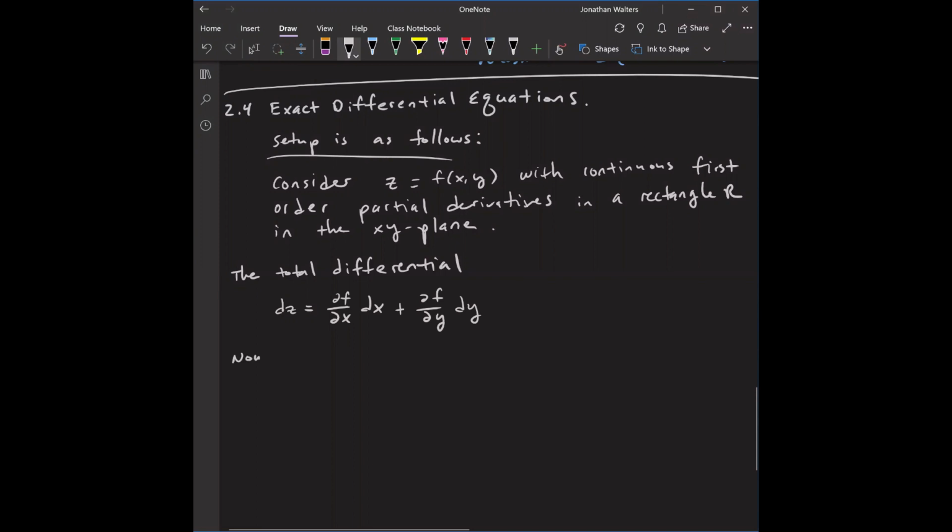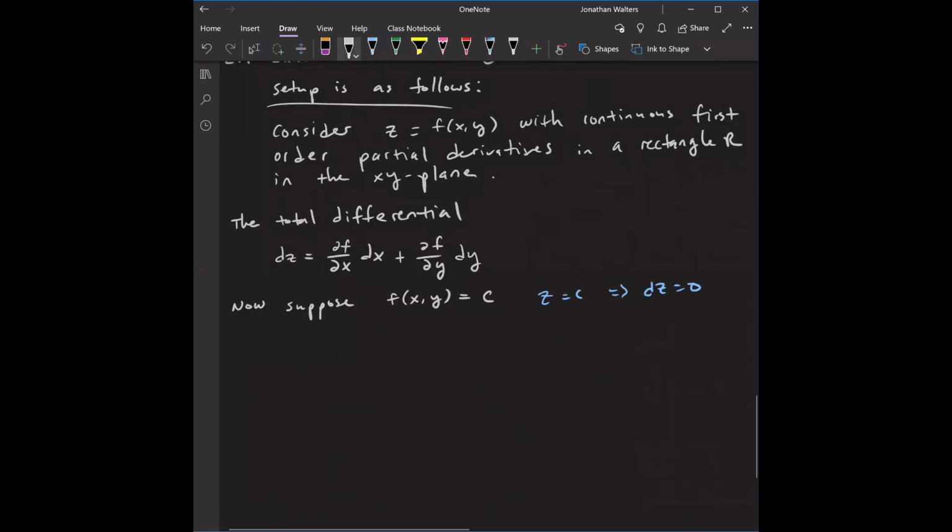Now suppose that f of x, y is equal to a constant, for example, like an implicit solution to a differential equation. So if f of x, y is equal to a constant, then that change in z is 0. So basically, z is a constant, which would mean dz would be 0. There's no change in z because z is a constant. So then that would tell us that partial f partial x dx plus partial f partial y dy equals 0.